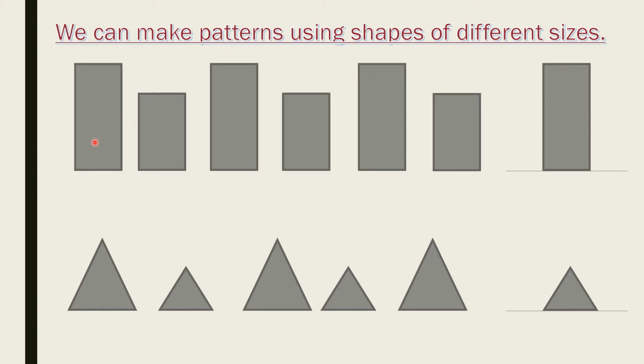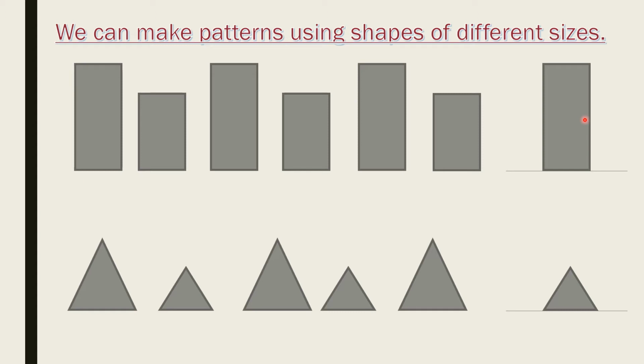Okay, look at this. This is a bigger size. This rectangle is big, this is small, then this is big, this is small. So we have a pattern with different sizes. Big, small, big, small, big, small. So what would come next? Which rectangle would come next? Big or small? The bigger one, right? Okay, so the big rectangle would come next.